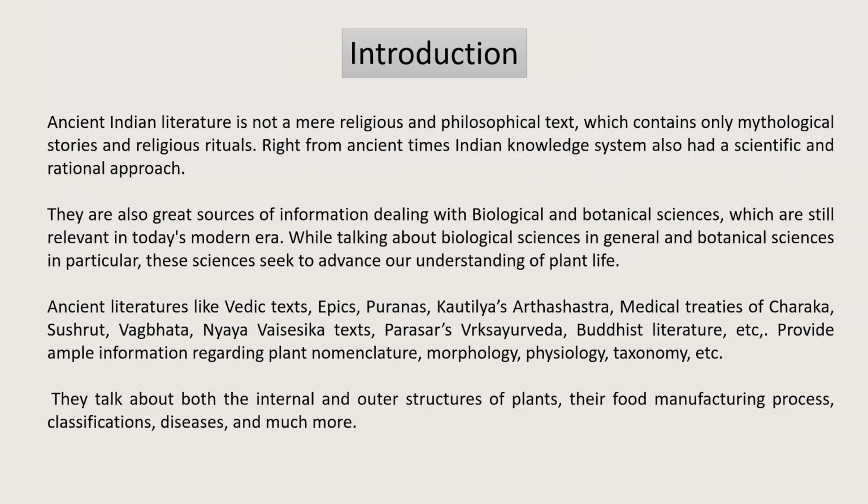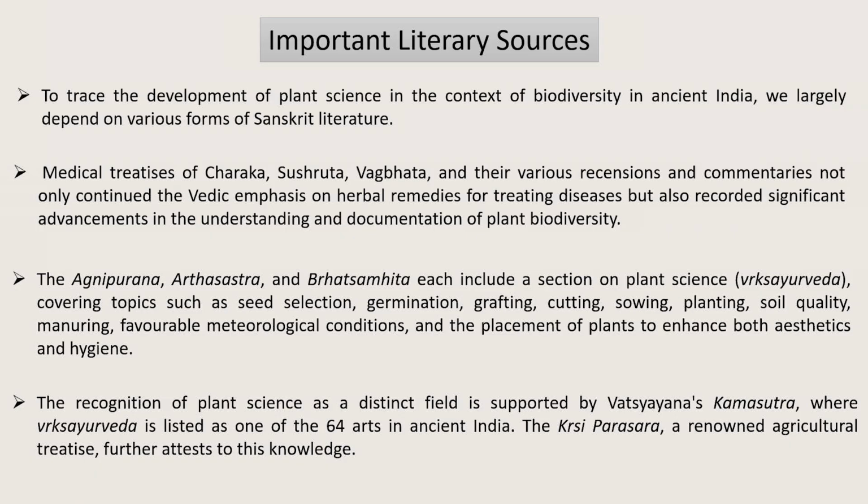Ancient literatures like Vedic texts, epics, Puranas, Kautilya's Arthashastra, the medical treatises of Charak, Susrut, Vagbhat, Nyaya Vaisheshik texts, Parasar's Vrikshayurveda, Buddhist literature etc. provide ample information regarding plant nomenclature, morphology, physiology, taxonomy etc. They talk about both the internal and outer structure of plants, their food manufacturing process, classification, disease and much more. Important literary sources.